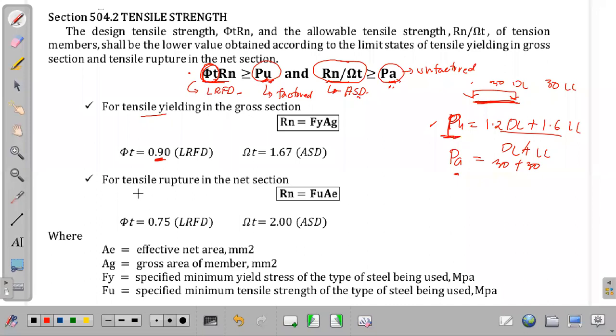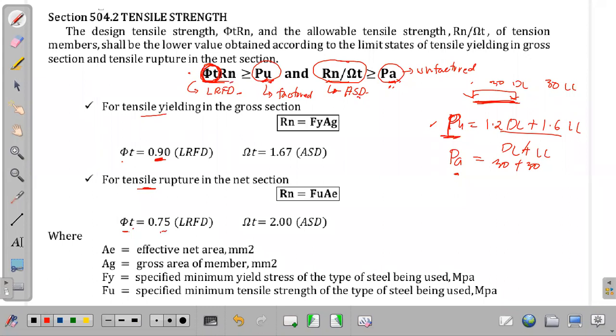So pagka naman ang failure natin is tensile rupture, pagka naman tensile rupture yung ating failure, ang resistance factor phi natin is 0.75. Okay, remember that pagka tensile yielding in the gross section, ang resistance factor phi natin 0.9. Pagka tensile rupture, pagka net section, ang phi natin is 0.75. So yan yung magiging value natin ng phi.